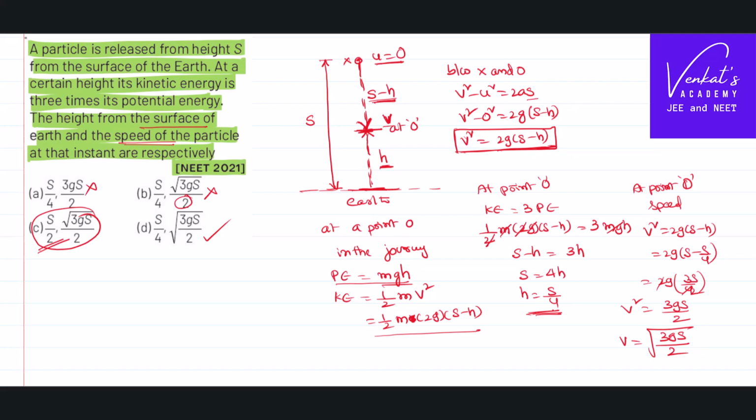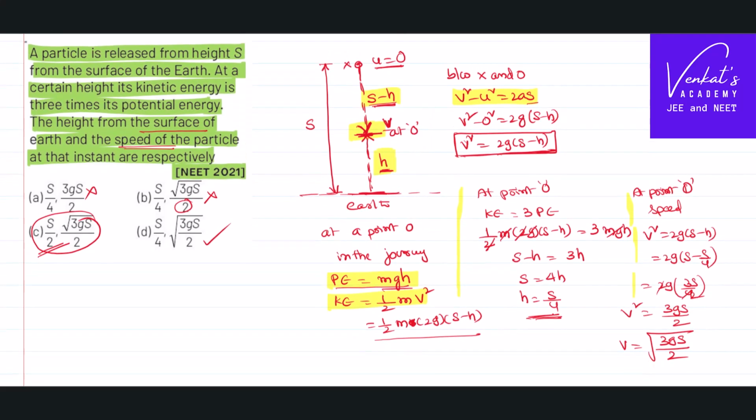So the problem is very simple. It's a very basic conceptual problem. I have simplified the problem by assuming the height from the surface of the earth. Therefore, the point from the top becomes at height s minus h. You can do it in reverse also and still solve the problem. Anything is fine. I have used only basic formulas: potential energy, kinetic energy, v square minus u square equal to 2as.